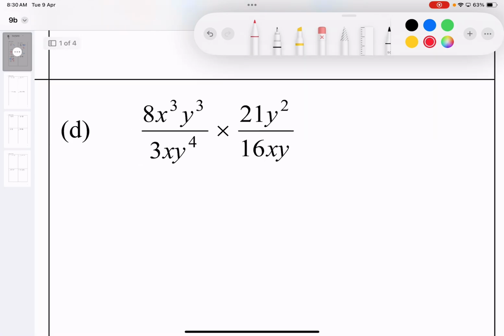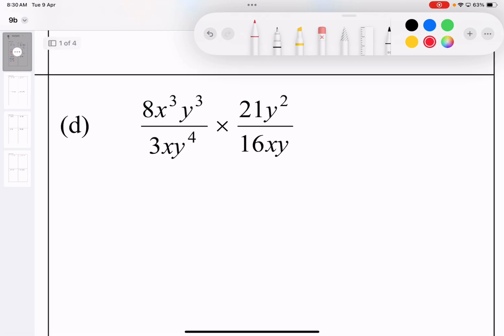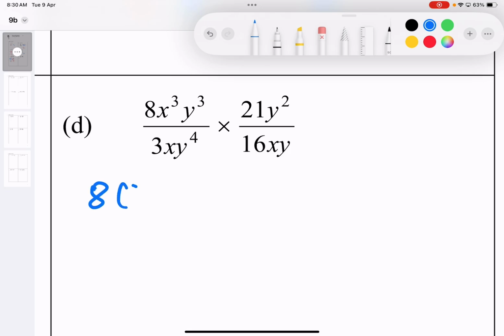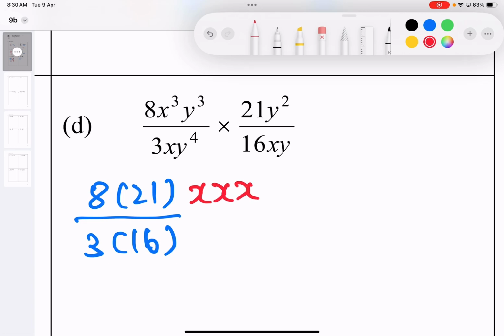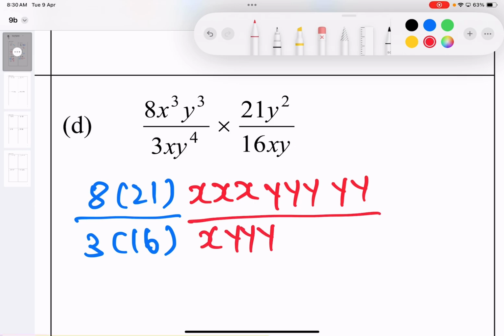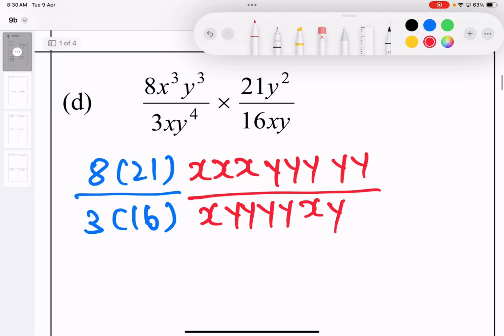Okay, now let's do this question together. Like I said, put all the numbers together. I have 8 times 21 divided by 3 times 16. Next, I split it: x cubed, y cubed, y squared divided by x, y to the power of 4, x and y. So the blue one, just enter in the calculator 8 times 21 divided by 3 times 16.